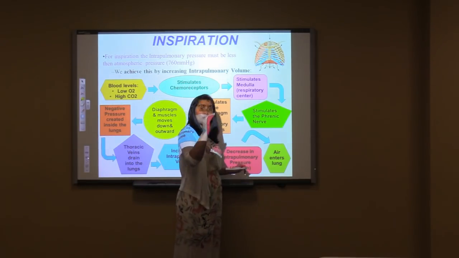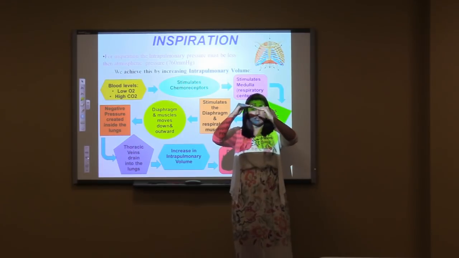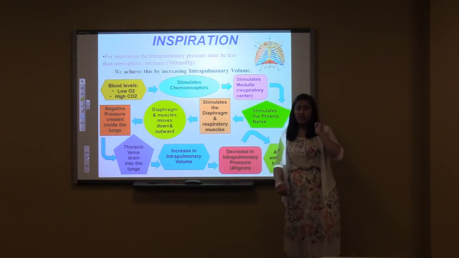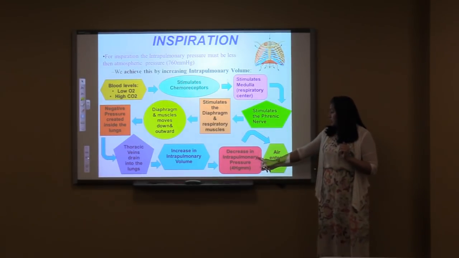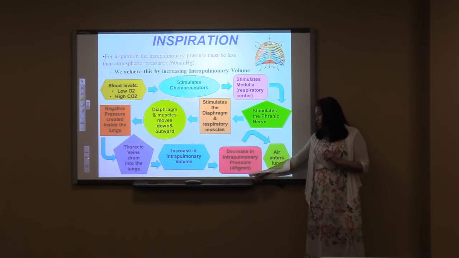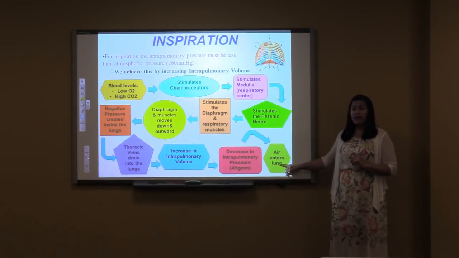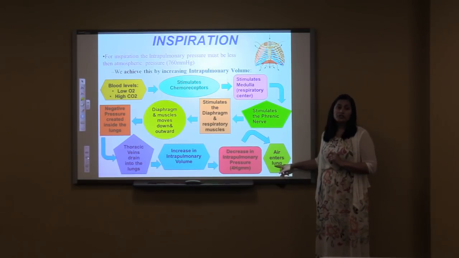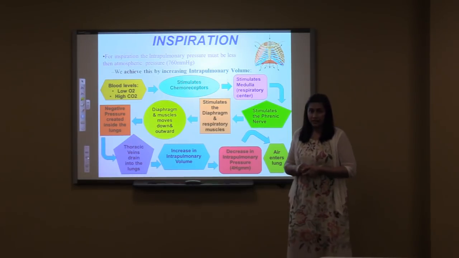And now because the pressure has dropped, you have just caused the intrapulmonary pressure to drop. Basically, atmospheric pressure is higher. The decrease in intrapulmonary pressure by just 4 millimeters of mercury causes air to enter the lungs. So air will actually leave the atmosphere and enter the lungs, and this is how we inhale.